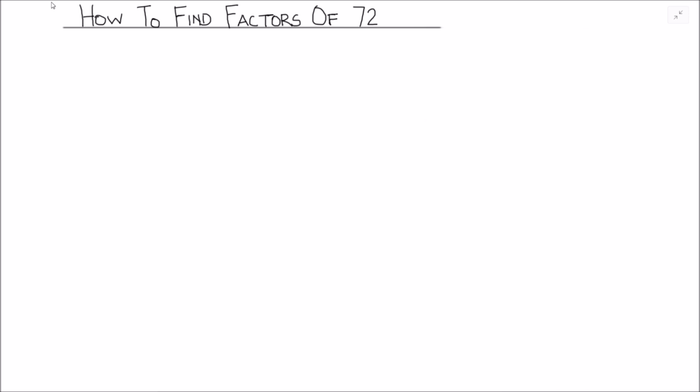There are two methods to find the factors of a number. First is the division method and the other one is the multiplication method. There is a lot of similarity between both the methods. In this video, we are going to do the division method where we are going to divide 72 by natural numbers. Let us start finding the factors of 72 by dividing 72 by the first natural number, which is 1.